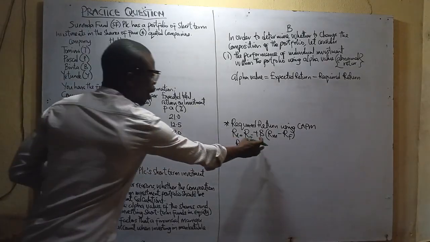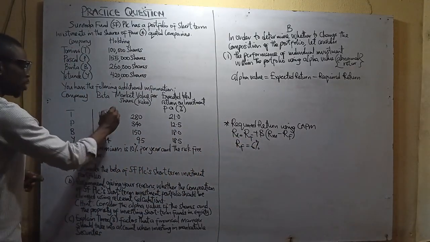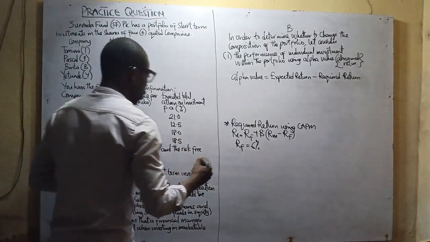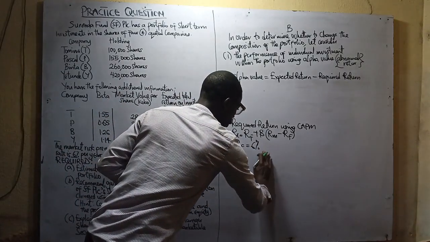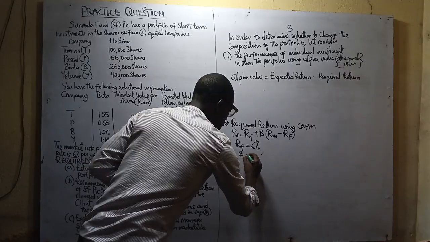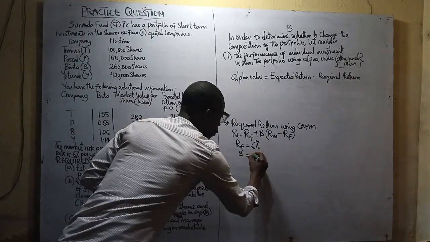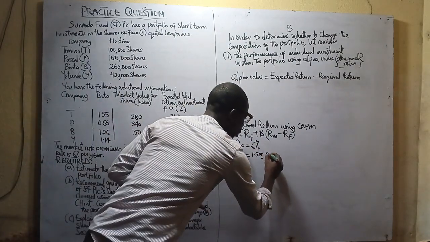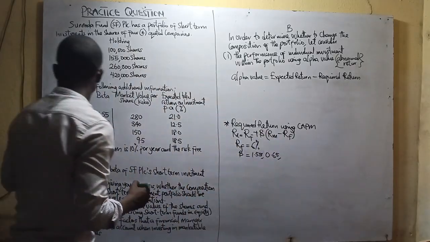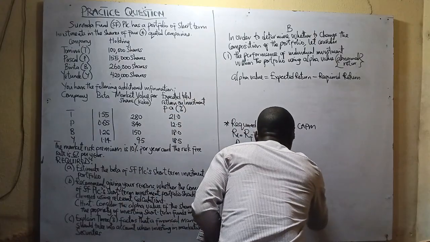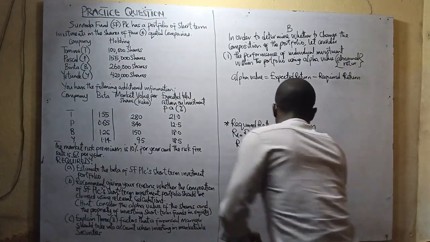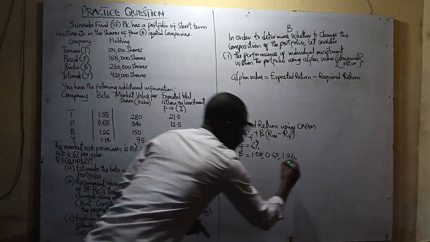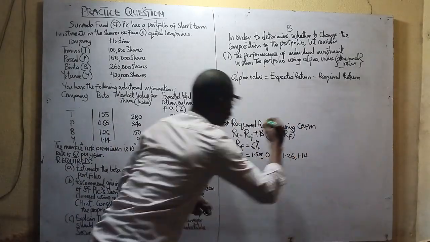Now, they have given us the beta for individual investments. The beta value for each investment is given. We have 1.55 for T. We have 0.65 for P. For B, we have 1.26. For Y, we have 1.14.